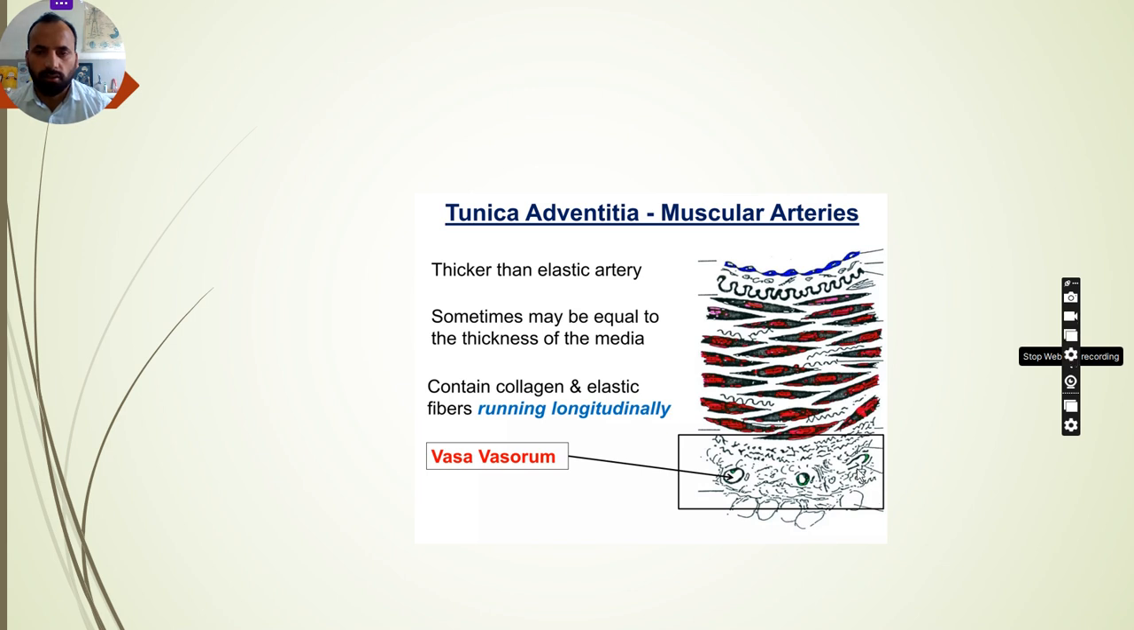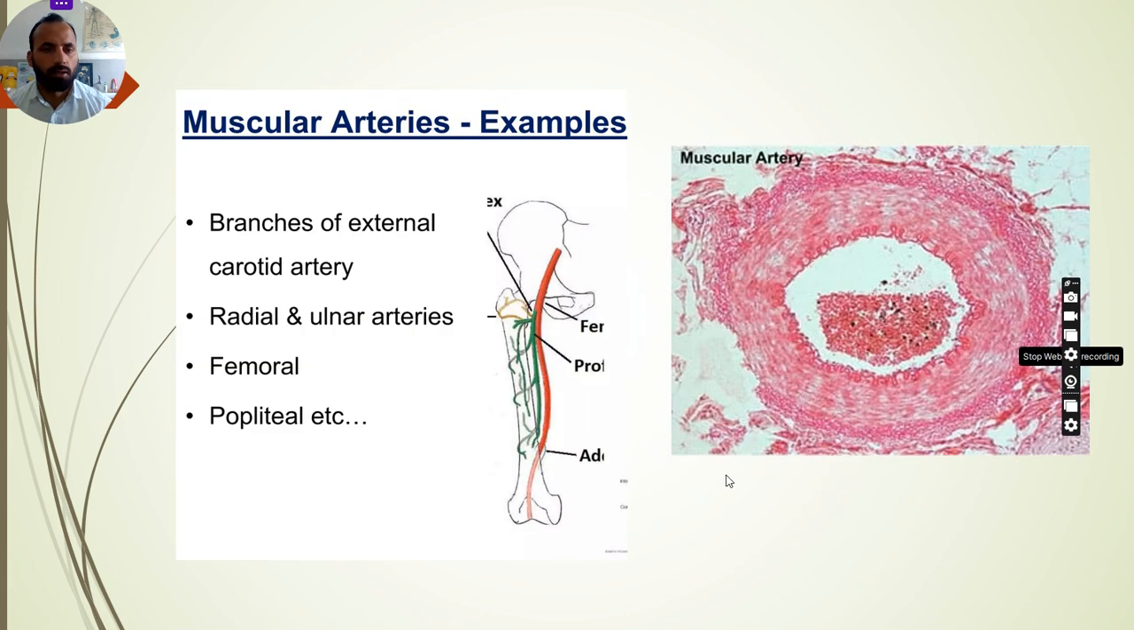So tunica adventitia is thicker in a muscular artery as compared to that of elastic arteries. And vasa vasorum can also be seen in the tunica adventitia of the muscular arteries. These are some examples of the muscular artery: femoral, popliteal, radial, ulnar, and external carotid artery branch.